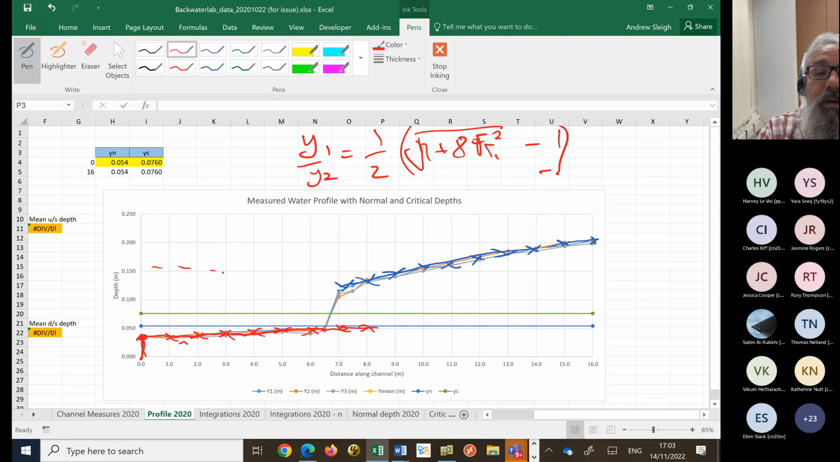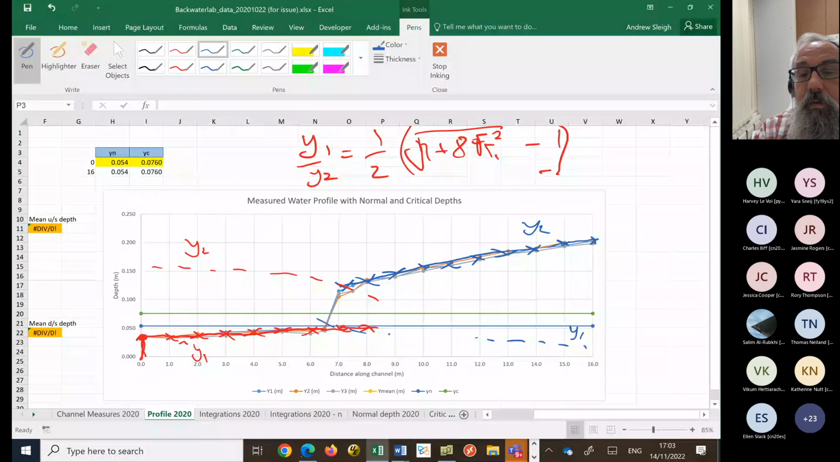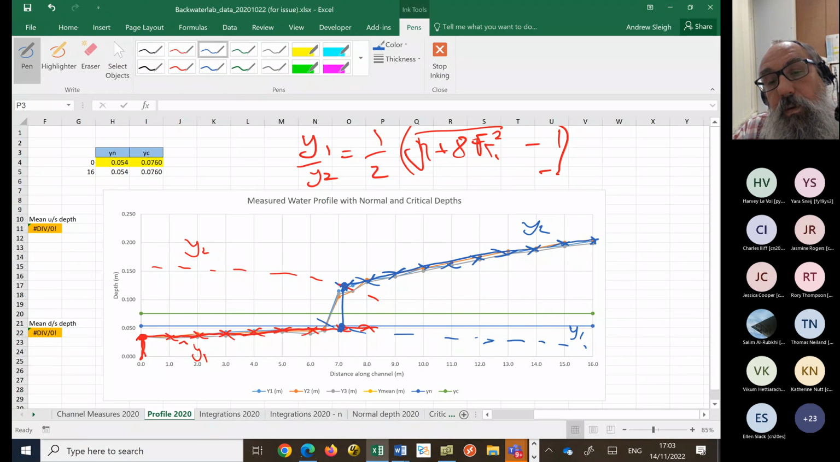We want to get a y2 line. That's y1. You need a y2 line which goes like that. And using the other conjugate depth equation, you can get an equivalent y1 line. So if this is your y2, this is your y1. You get a y1 line which goes like that. And where this point crosses that point, they should be in the same place. So your jump is there.